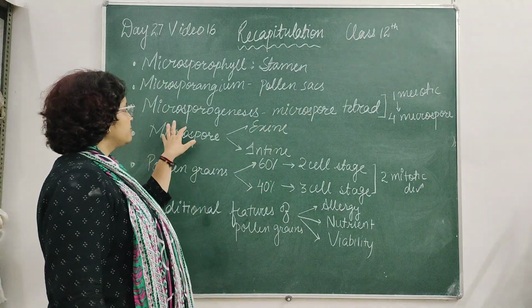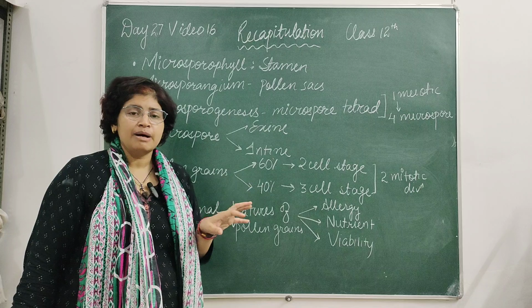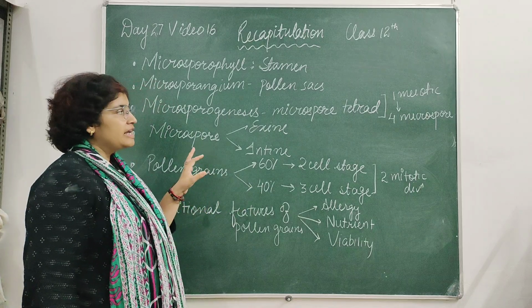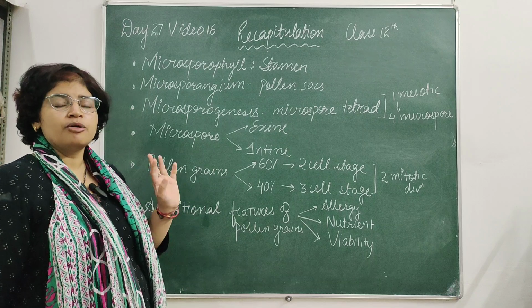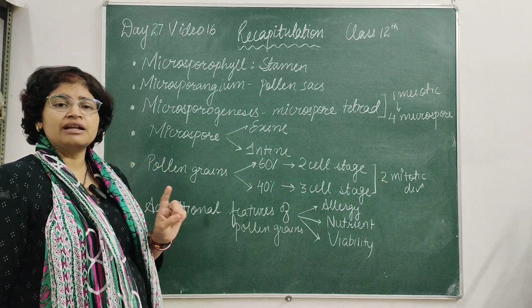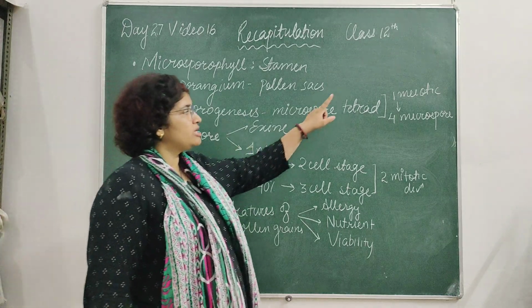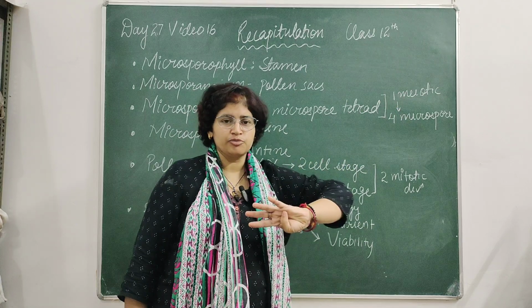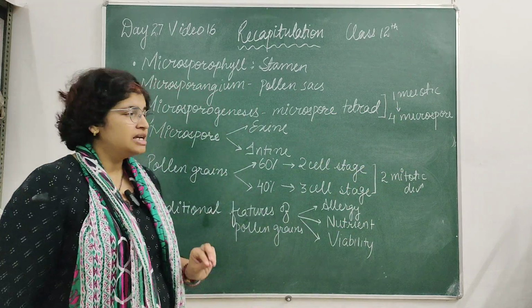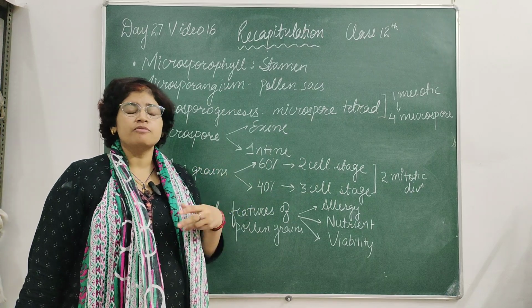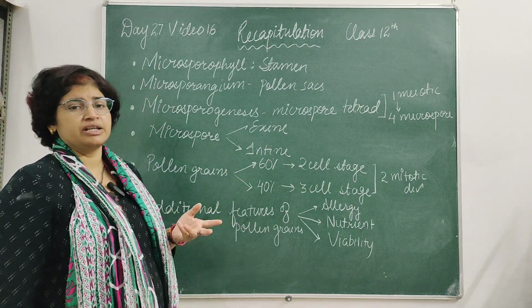After that, we studied about microsporogenesis. Microsporogenesis is the process of formation of microspores from the pollen mother cell through meiotic division. One meiotic division gives rise to 4 microspores. These microspores are actually the male gametophytes. On maturation, these microspores are called pollen grains.